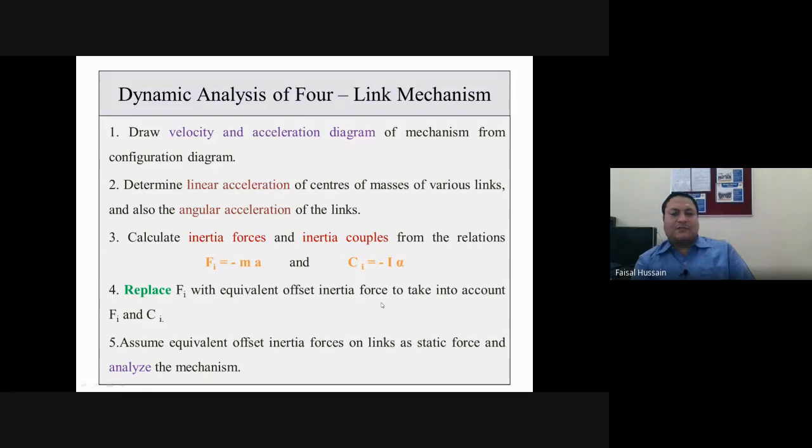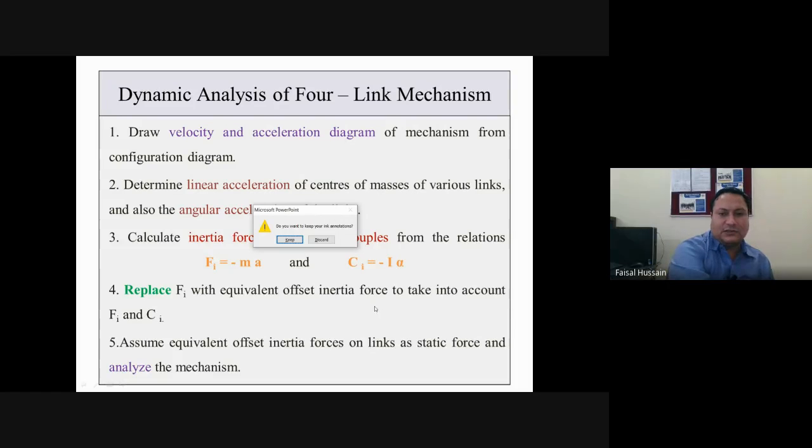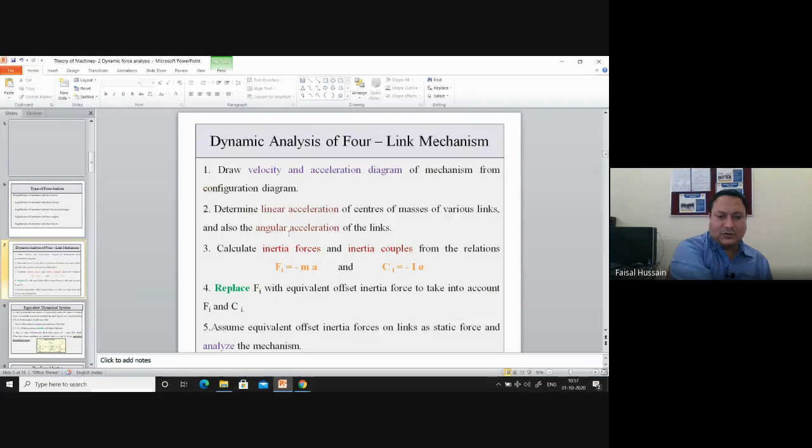After that, the next step is to replace the Fi with equivalent offset inertia. And similarly, the last step will be analyze the mechanism assuming equivalent offset inertia forces on the links. So this is the basic step to determine the.